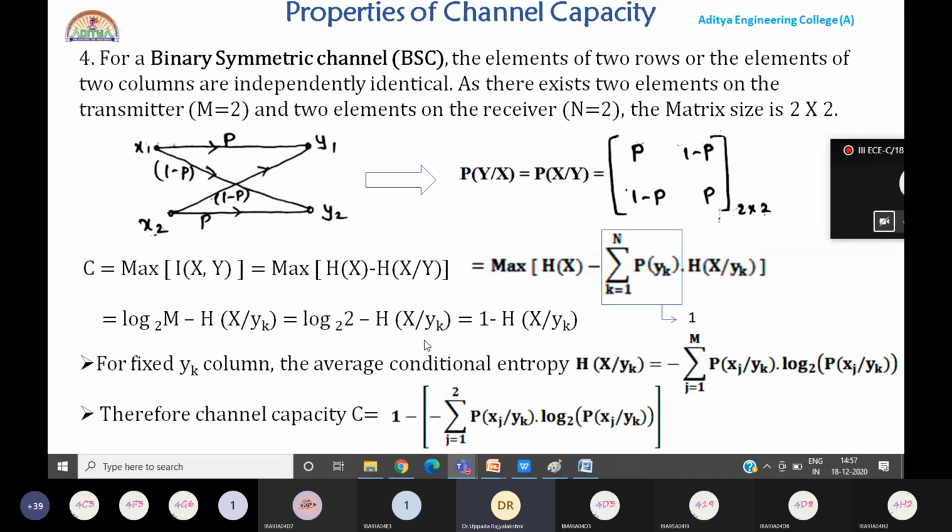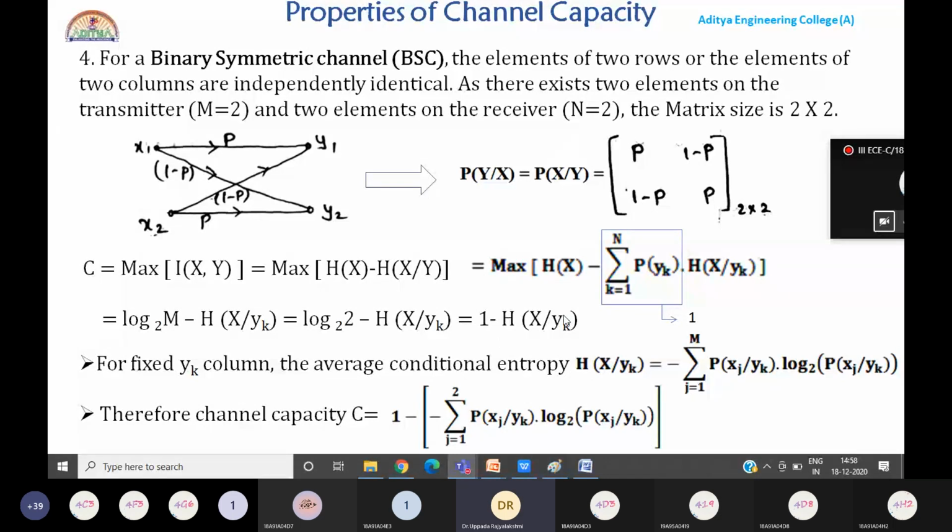Now, let us see what is the general representation of the average conditional entropy. For a fixed yk, what is the expression for the average conditional entropy H(X/yk)? These 2 points I stated while deriving H(X/Y): one is the representation of conditional entropy in terms of average conditional entropy, and the second one is the representation of the average conditional entropy.